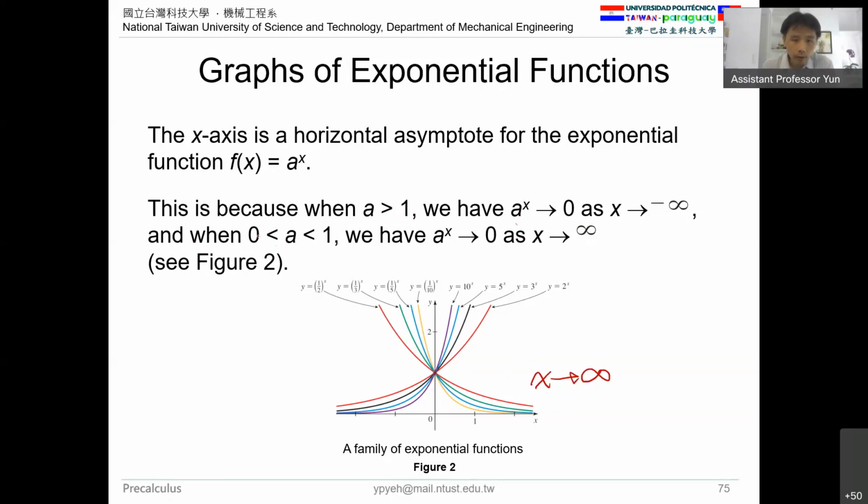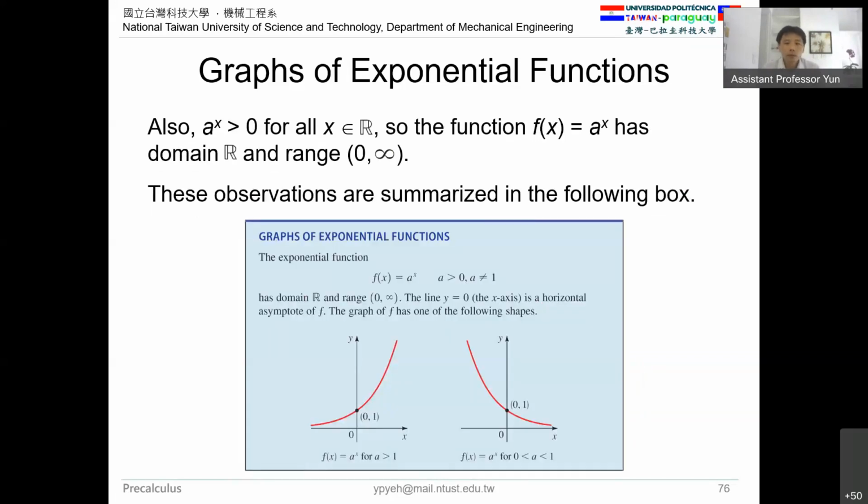Then you can see that when a is between 0 and 1, the function will approach zero. That's how we explained it in the previous slide. So a to the power of x is larger than 0 for all x belonging to the real numbers. So the function f of x equals a to the power of x has the domain of R and the range from 0 to infinity.